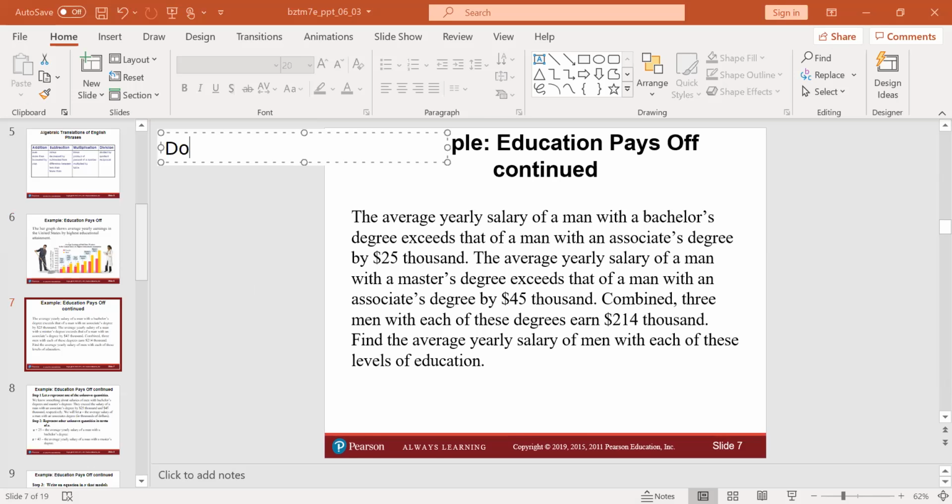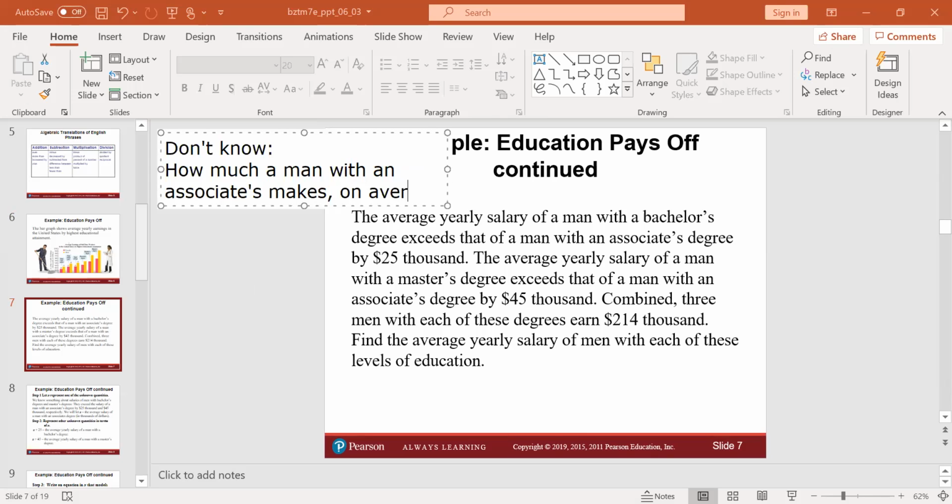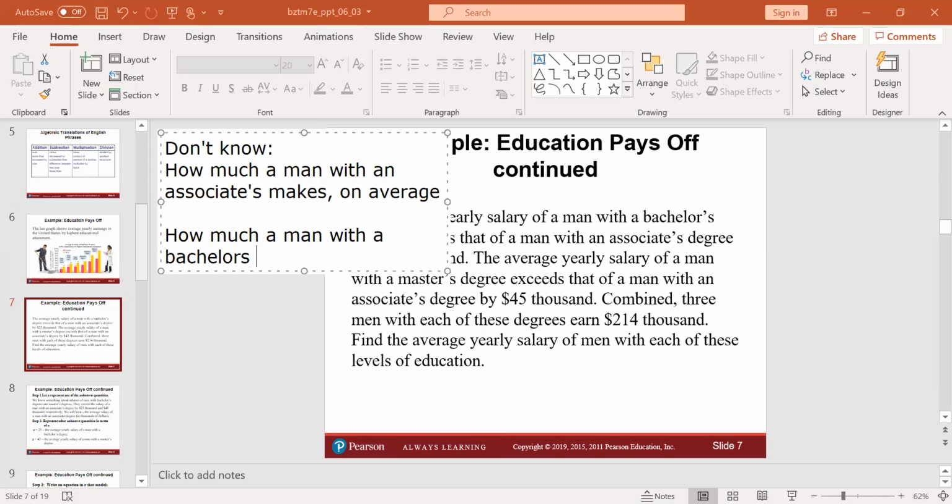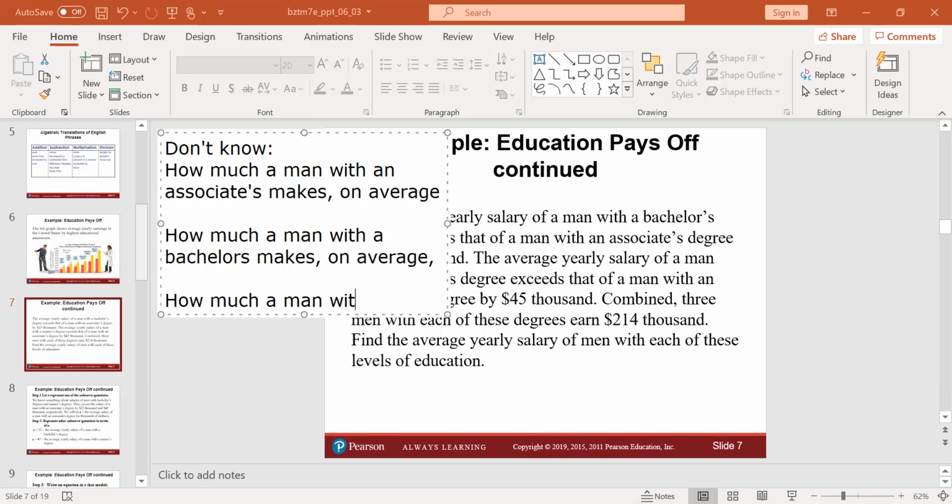Here's what we don't know. Assuming we didn't have that bar graph a second ago and that all we had was this word problem. What we don't know is how much a man with an associate's makes on average. That's one thing we don't know. Here's another thing we don't know. How much a man with a bachelor's makes on average. We don't know that, do we? We also don't know how much a man with a master's makes on average.